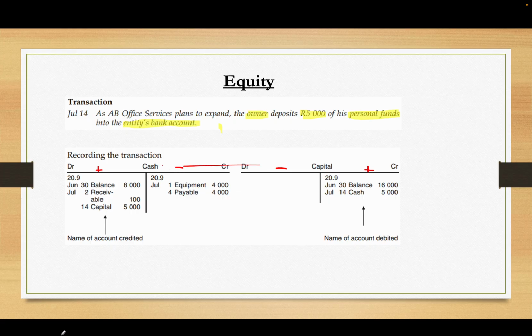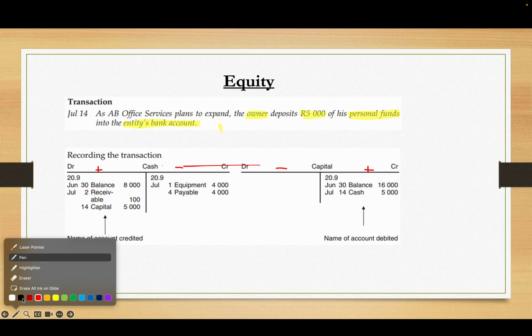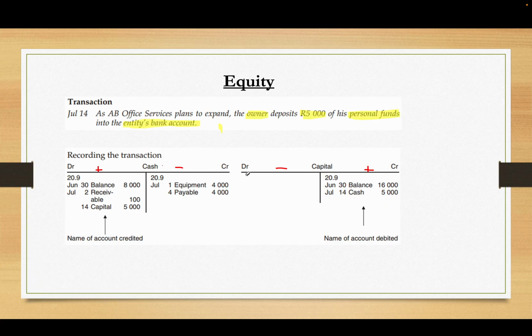And then with equity, same thing. Capital increases on the credit side and decreases on the debit side. You understand? It's the opposite, like liabilities. Okay, so let's get back into it.